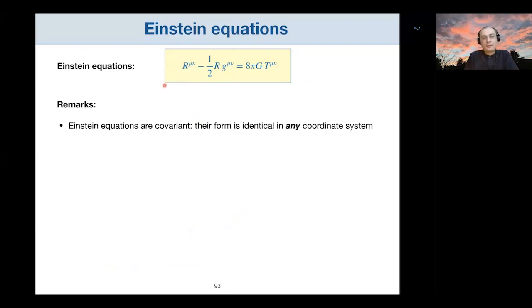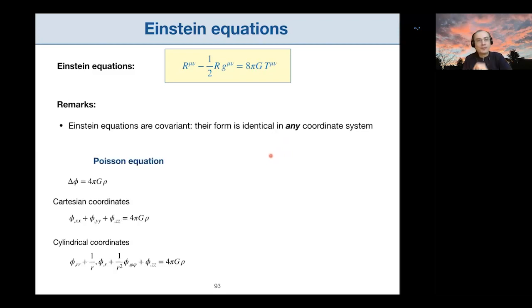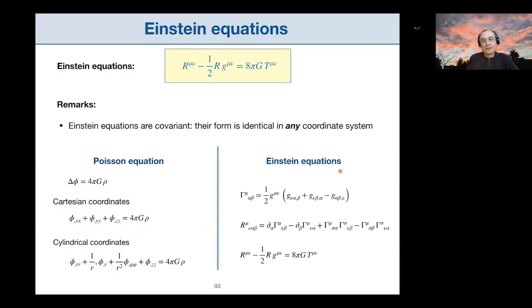Another peculiar feature of the Einstein equations is that they are covariant, meaning that their form is identical in any coordinate system we pick. So let's have a look again at the Poisson equations. The most common form for these equations is in Cartesian coordinates, where this is just the sum of second derivatives, which is equal to 4 pi G rho. But in physics, it's sometimes useful to write it, for example, in cylindrical coordinates. And it's obvious that the left-hand side, this Laplacian of phi, has a different functional form depending on the type of coordinate system you use. And this is not true for the Einstein equations, or more precisely, for the Einstein equations plus the definition of the Riemann tensor, plus the definition of the gamma coefficients, the Levi-Civita connection. All of these equations have exactly and precisely the same functional form in any coordinate system we pick. There's just no difference whatsoever.